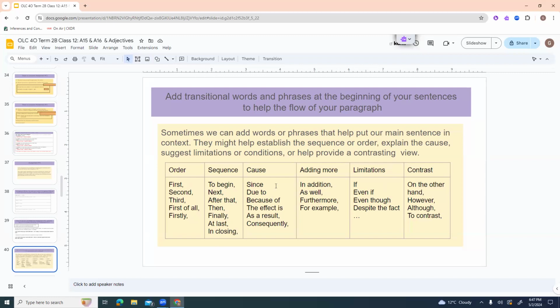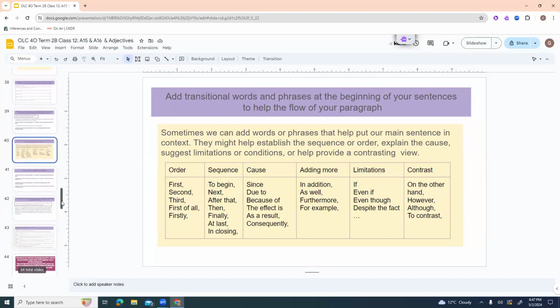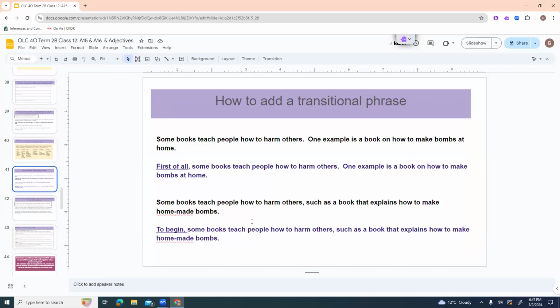For cause, if you're trying to establish what the cause is: since, due to, because of, the effect is, as a result, consequently. If you're trying to give another example: in addition, as well, furthermore, for example. And then limitations: if, even though, despite the fact. And then you could also show contrast, like on the other hand, however, although, to contrast. Those are just things that connect your sentences by letting your reader know how they relate to each other in a sense.